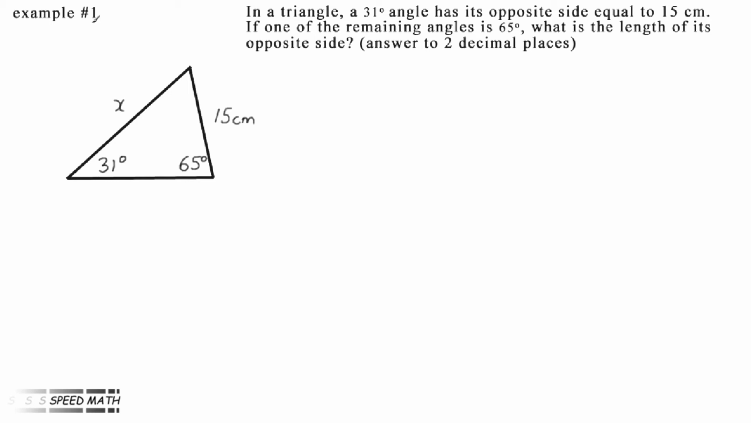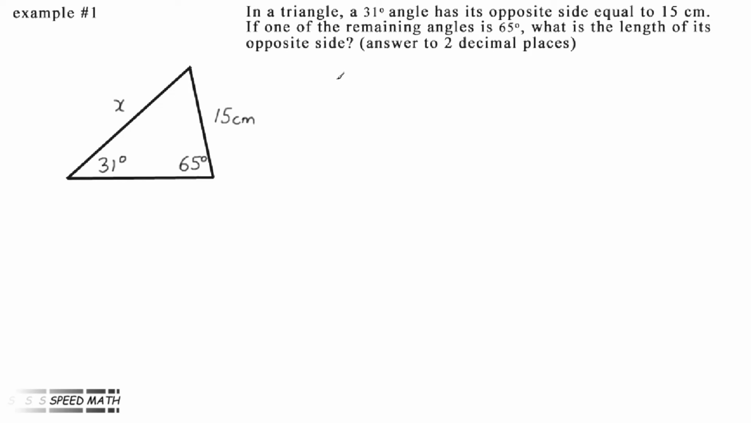Example number 1. In a triangle, a 31-degree angle has its opposite side equal to 15 centimeters. If one of the remaining angles is 65 degrees, what is the length of its opposite side? Answer to 2 decimal places. In the triangle, we have the 31 degree angle and the 15 centimeter opposite side, the 65 degree angle, and the unknown length x.